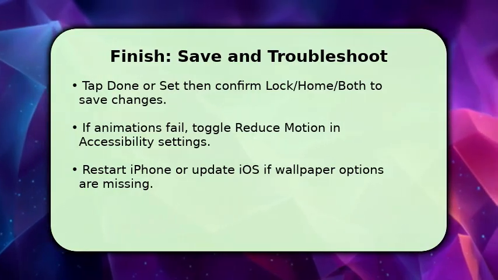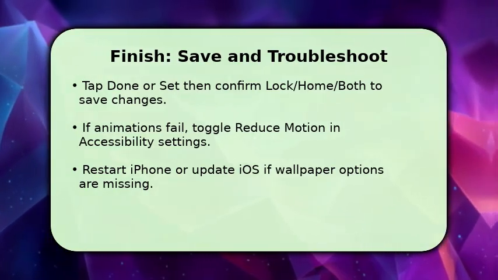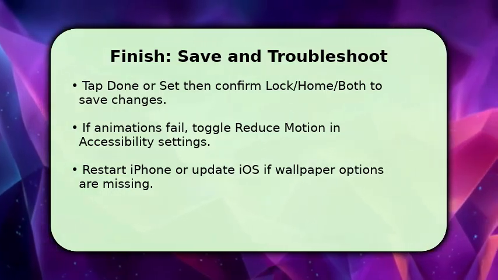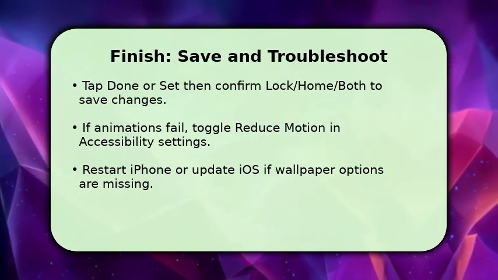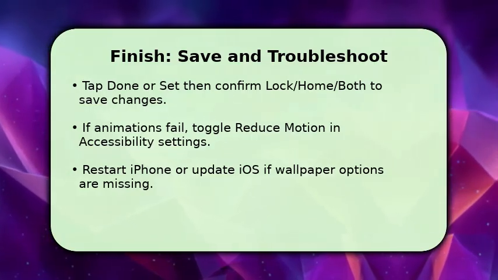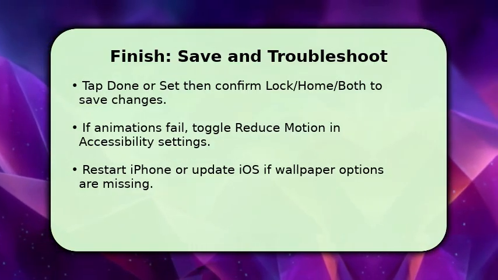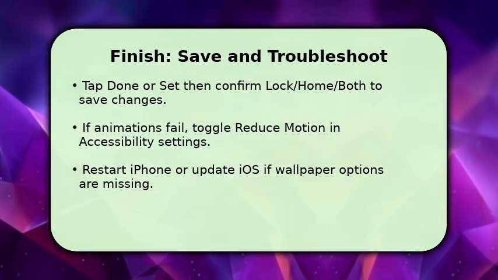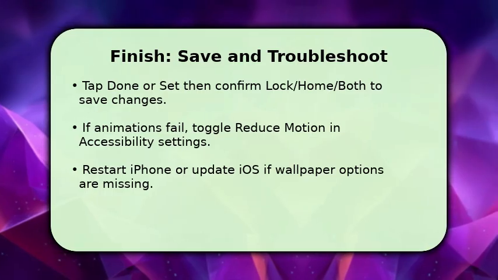That saves instantly. Make sure widgets and clock remain legible, adjust contrast, or choose a darker overlay if needed. If live photos or perspective effects don't animate, check Accessibility Motion and toggle Reduce Motion, then reapply the image. If options still don't appear, restart the iPhone and check for an iOS update.